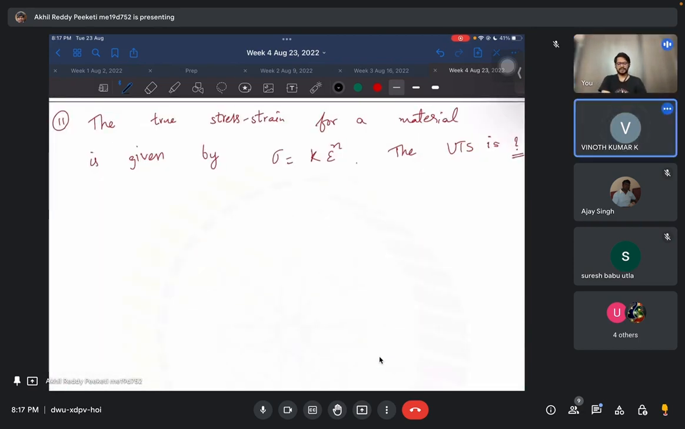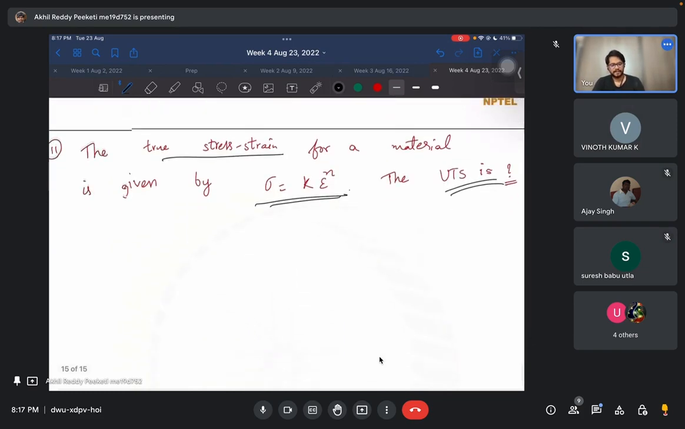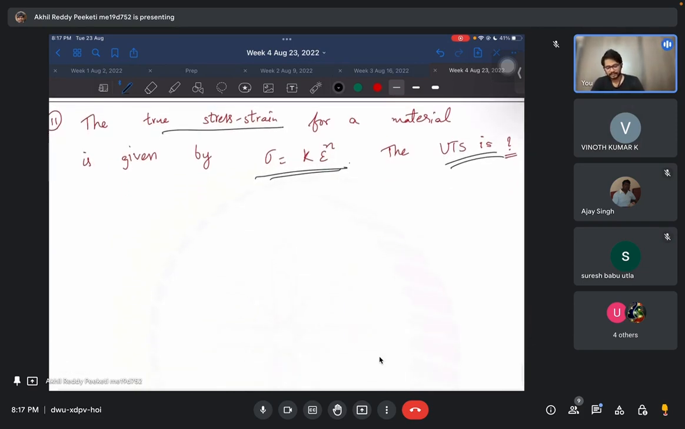This is the question: you were given that true stress and strain are related by this power law, and what would be the UTS, the ultimate tensile strength. I think this is the last question. We saw that in the engineering stress and engineering strain graph, this is how the graph is, right? And this point is the ultimate tensile strength. Is that clear?